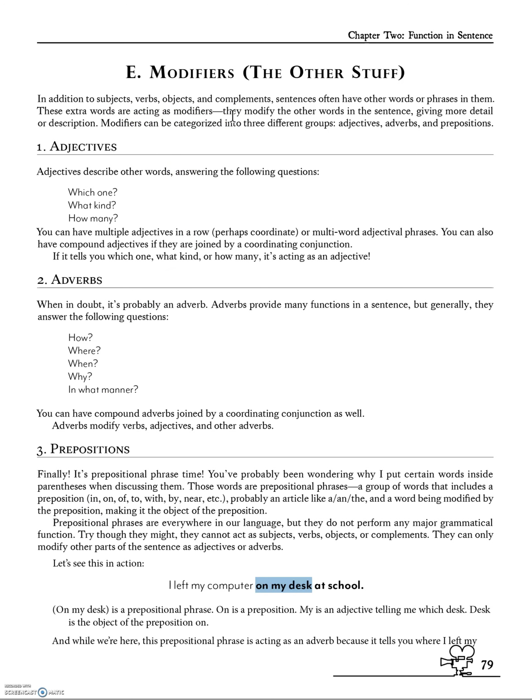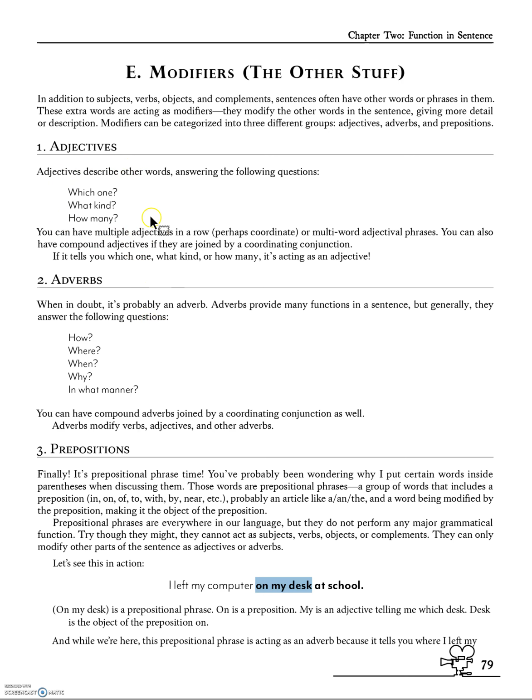Well, odds are they are modifiers, meaning that they are modifying something else in the sentence, giving you more information about something else. And generally speaking, they do that in three ways. They come in adjectives, adverbs, and prepositions. So adjectives do what adjectives do, right? They describe things. If you find yourself answering any one of these three questions, which one, what kind, or how many, then the word is an adjective. That is its function in the sentence.